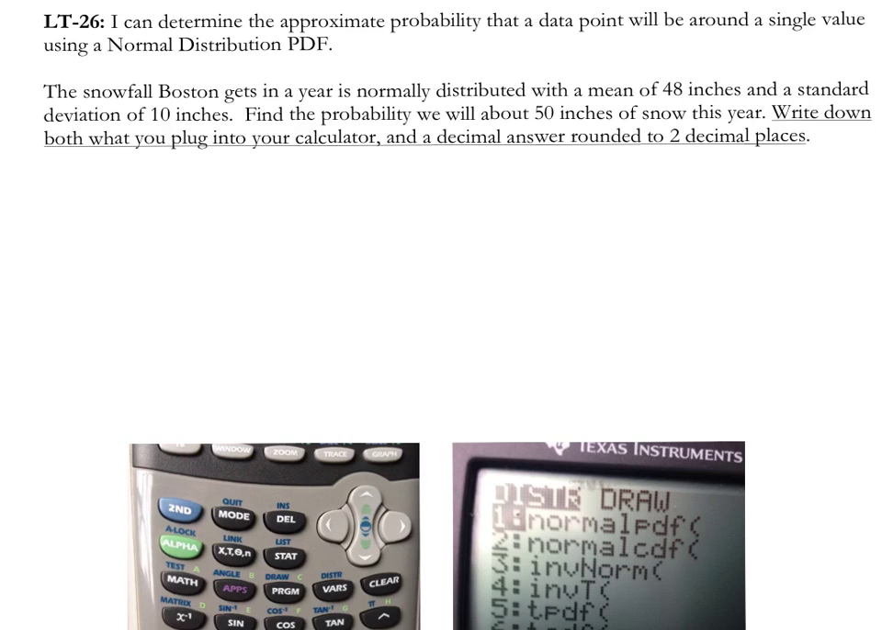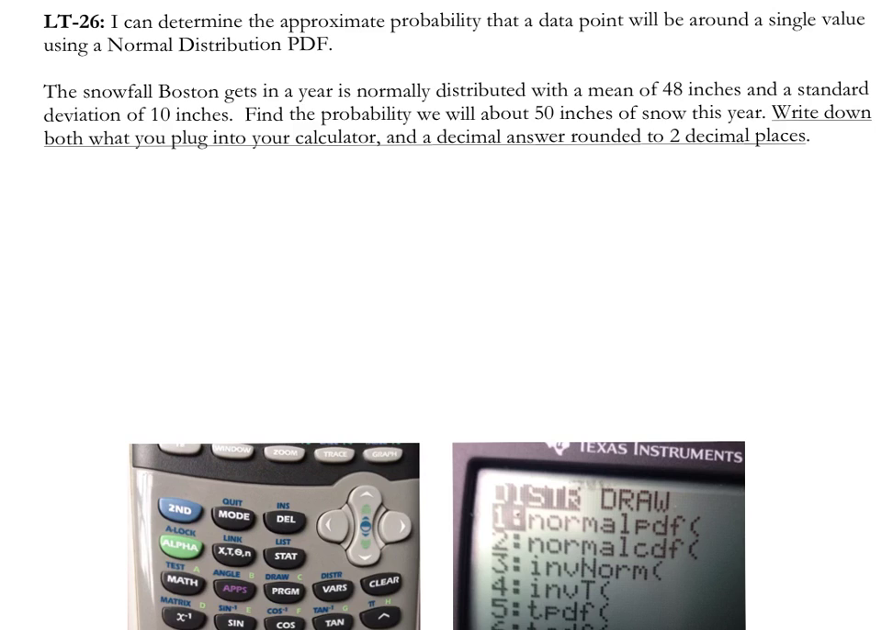So learning target 26 is using the normal distribution PDF. The normal distribution PDF allows you to calculate an approximate probability that a data point will be around a single particular value. So let's do an example of that.